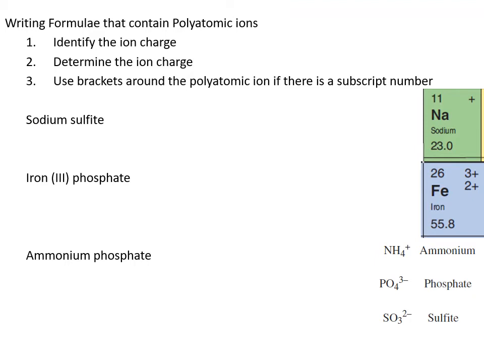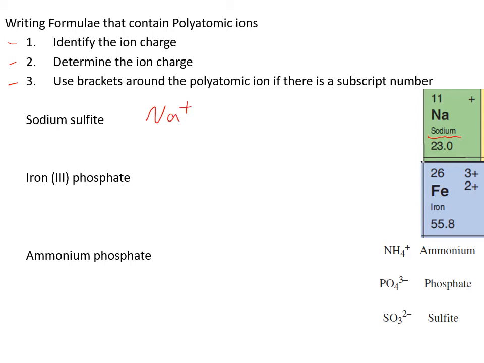Now, the next one is, how do we go the other way? We're given the name of this thing, and we have to come up with the formula. So I have 3 steps right here. We have sodium sulphite as our first one. First we're going to identify the ion charges. So I'm going to write sodium, and here it is right here on our periodic table. So it's going to be Na plus.